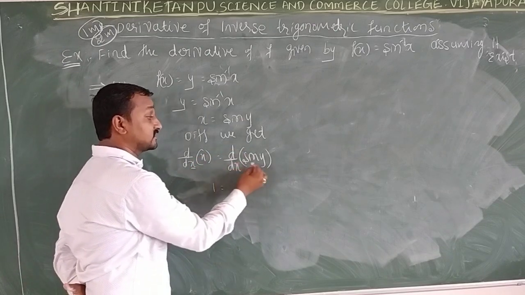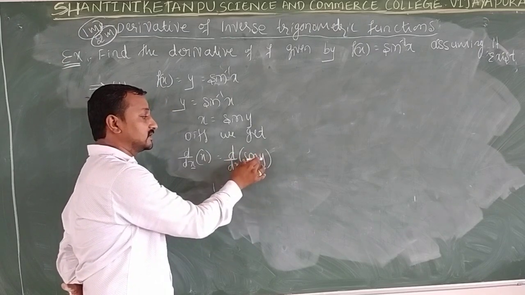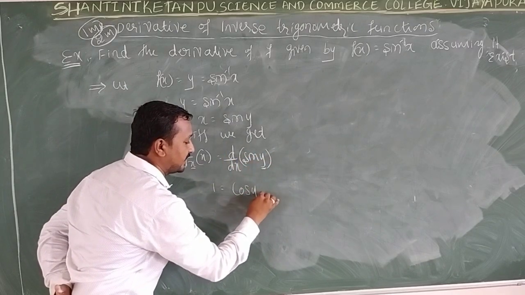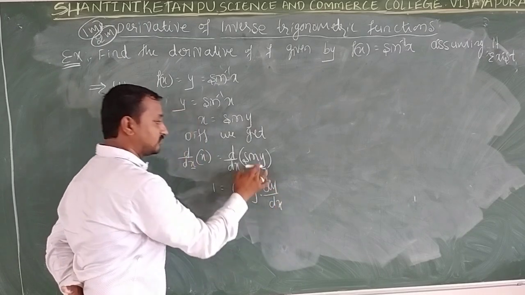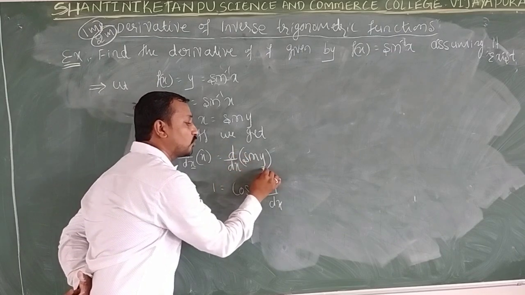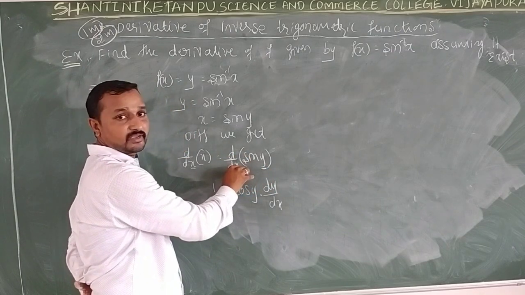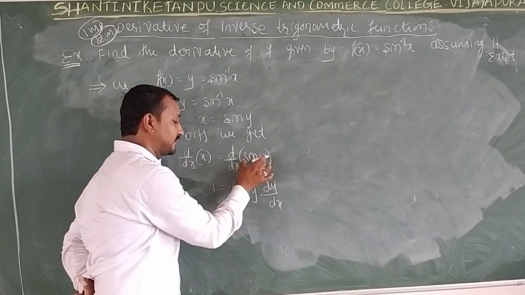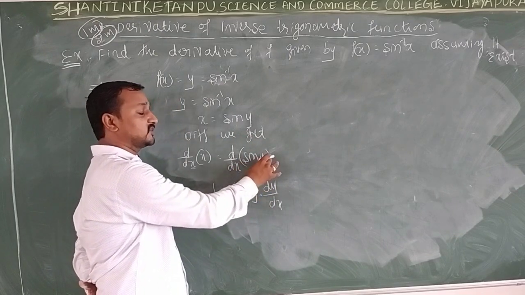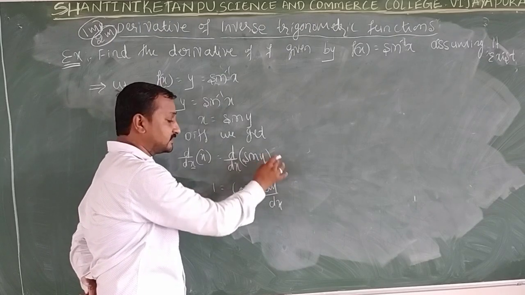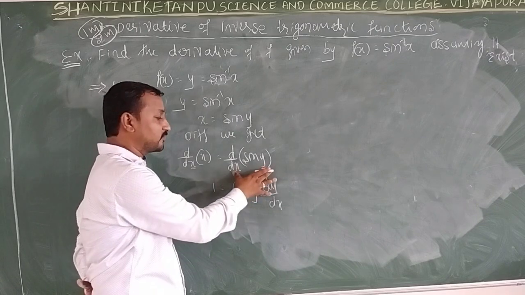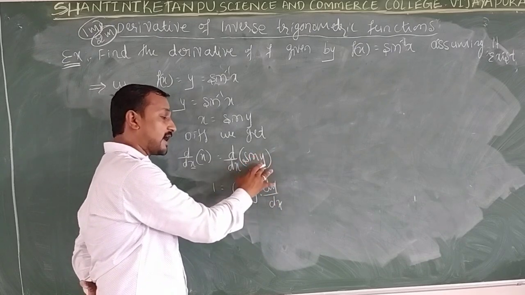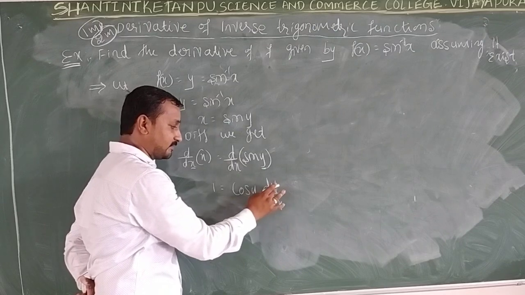Okay, so d by dx of sine y is there. As I told you, this is a function in terms of y. So the derivative of sine y is cos y times dy by dx. The derivative of sin x, we already know, is cos x, and that's the way: the derivative of sin y is cos y. When we differentiate a function in terms of y, we compulsorily write dy by dx as a multiplication term. This is very important. So the derivative of sin y is cos y into dy by dx.